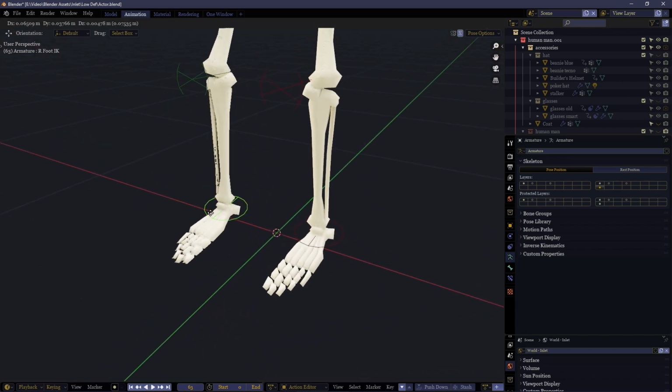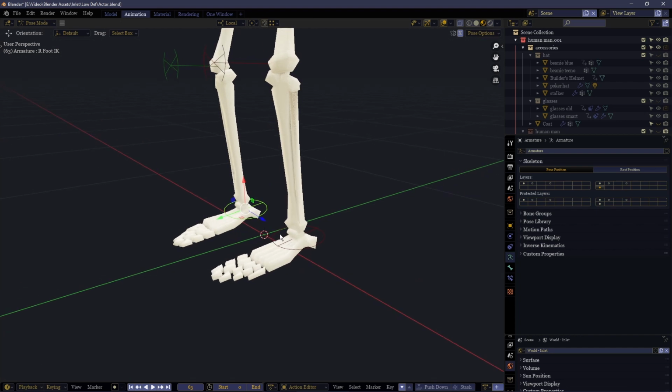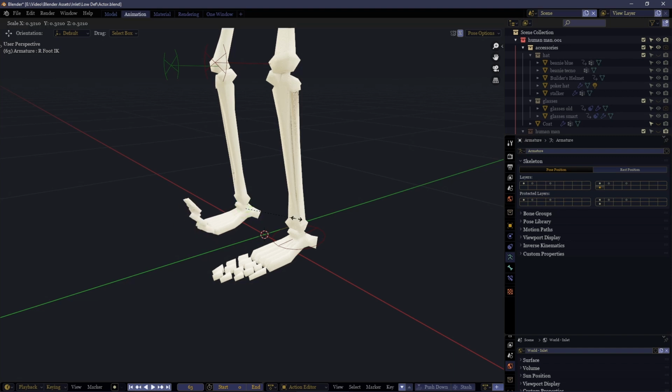Of course, you can move the feet around like anything else, but you should also know that you can adjust the scale to curl up the toes or curl them down. So scale down, they curl up, scale up, they curl down.